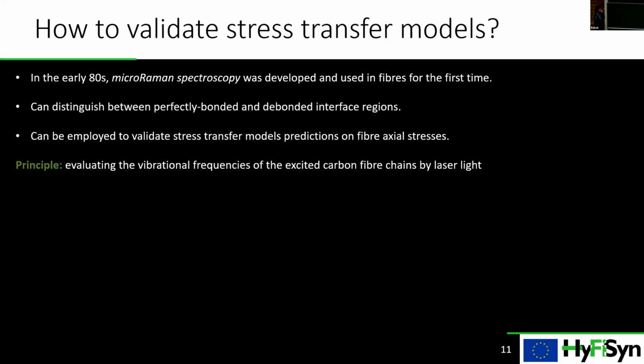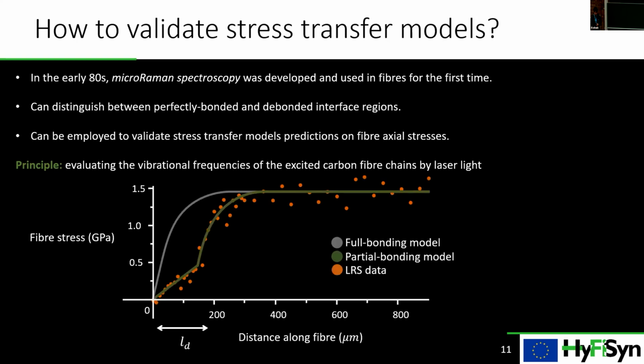The principle behind this laser Raman spectroscopy method is that it evaluates the vibrational frequencies of the fiber excited by a laser light. So if we do some experiments using laser Raman spectroscopy, we get these orange points, as you can see here. And this is the Cox model that is fitted to the experimental data. You can see that only in the plateau does it reach the points. But you can see how perfectly a partial debonding model can represent the true interfacial behavior of interfacial failure.